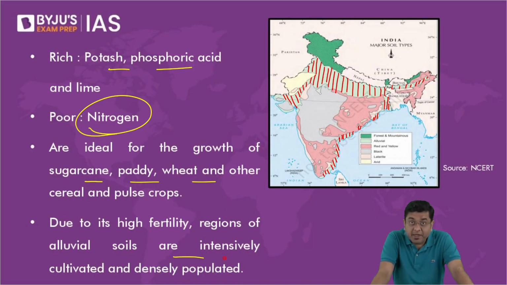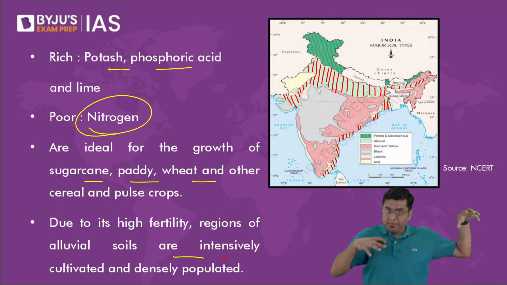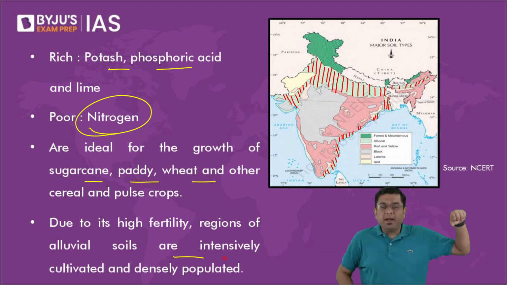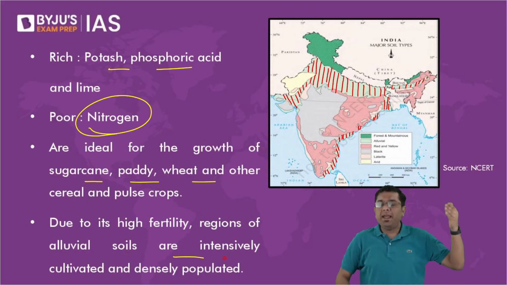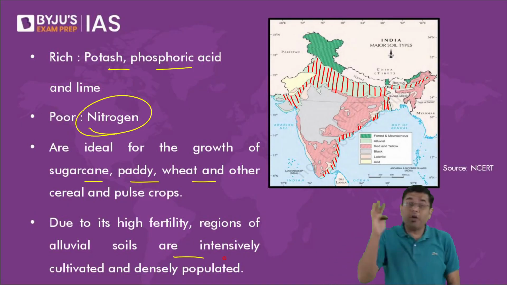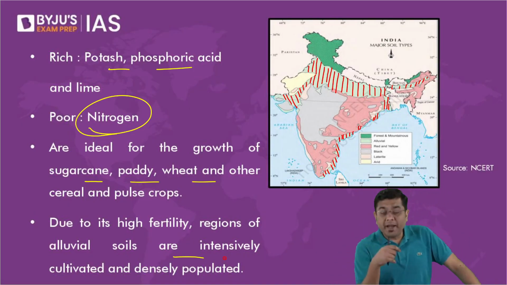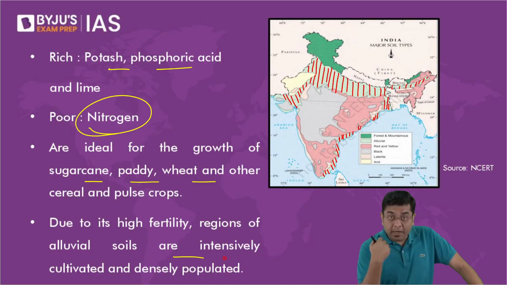Why? Because the fertility is so high, you will have a larger section of the population trying to indulge in agricultural activities. So you will have a lot of people settling in and around the same area. Small fragments of the land will be available for each one of them, and hence these are densely populated. So across the world as well, wherever you find the availability of alluvial soil deposits, there you will find an increased population as well, right? The density of population will be very high, be it the Nile Delta.